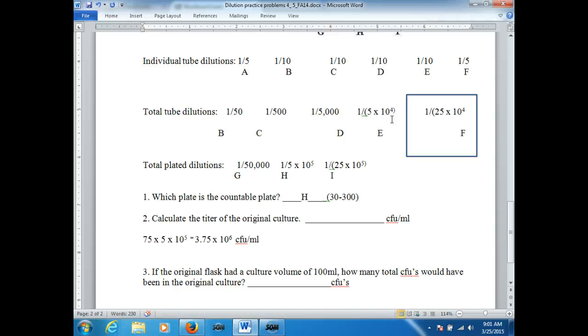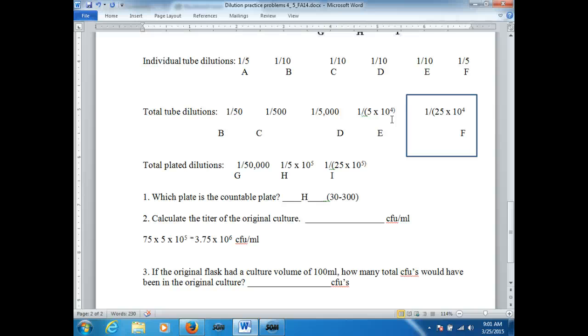So the volume was 5 milliliters. Is that after the bacterial culture was added? No, your very first culture, the one that says bacterial culture that I started with for our experiment. On your experiment sheet, question number 4 asks: what was the total volume of the original culture? It was 5 milliliters.